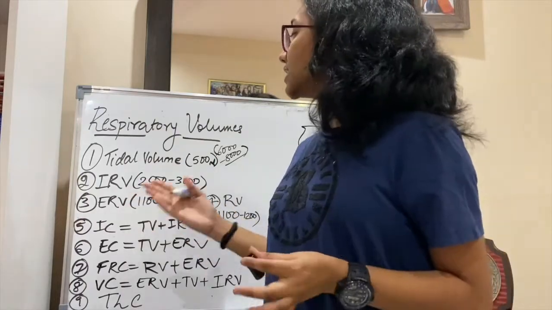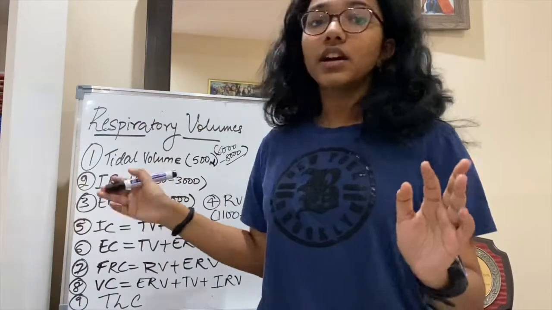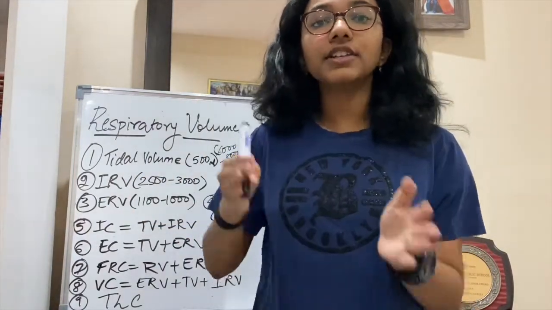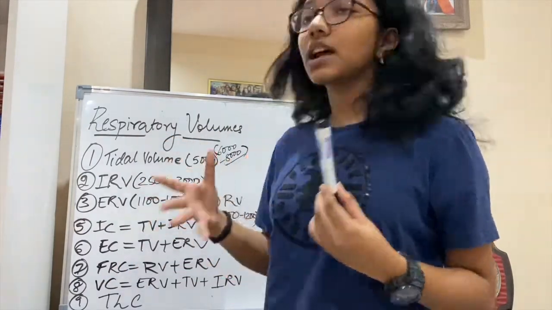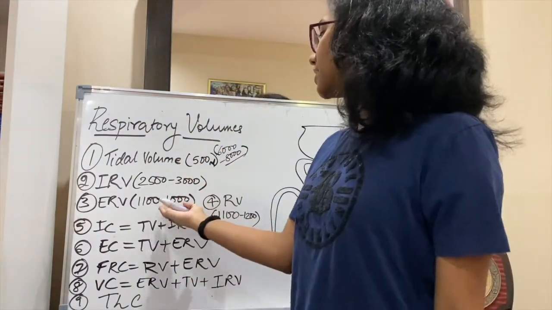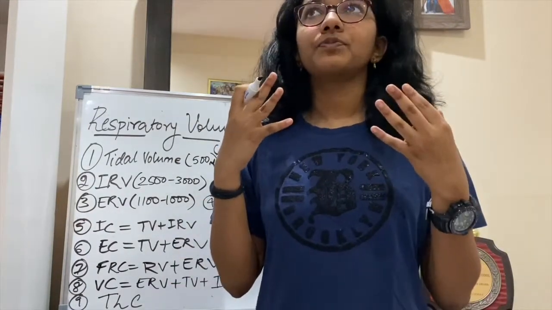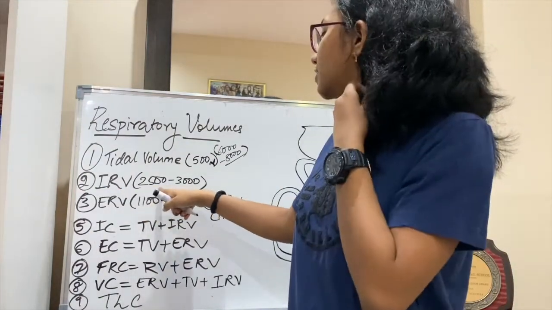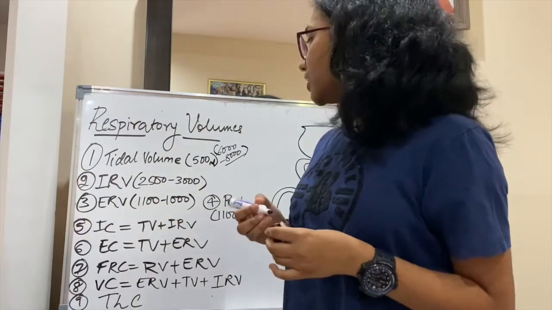Alright, the second one is inspiratory reserve volume. Now you've already respired the tidal volume of air. The amount of air you can respire further after the tidal volume is the inspiratory reserve volume. So it is the extra amount of air you take in by a forcible inspiration. Similarly, expiratory reserve volume is the extra amount of air you can give out after a forcible expiration. So the values for inspiratory reserve volume are 2500 to 3000 milliliter, and expiratory reserve volume are 1000 to 1100 milliliter.